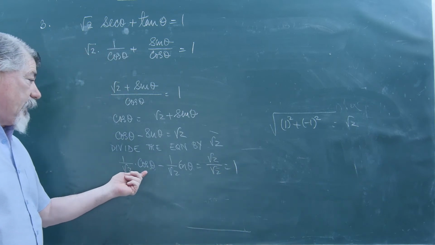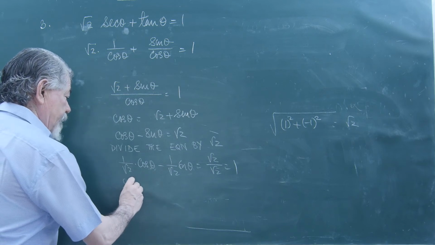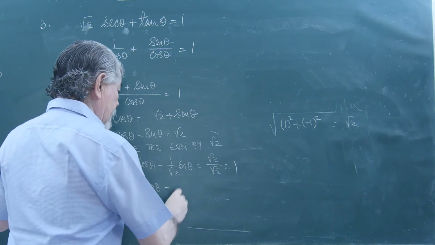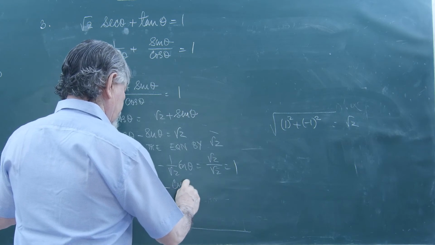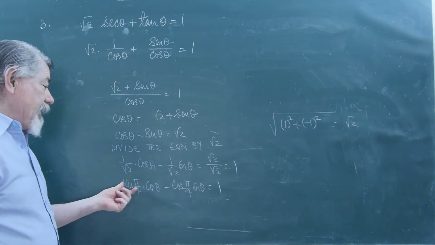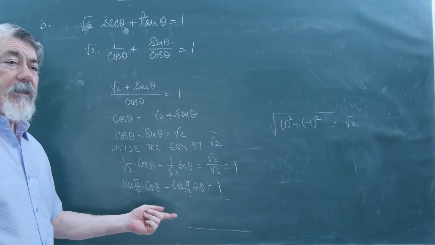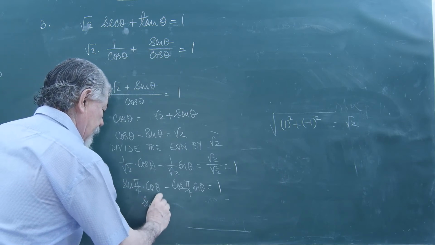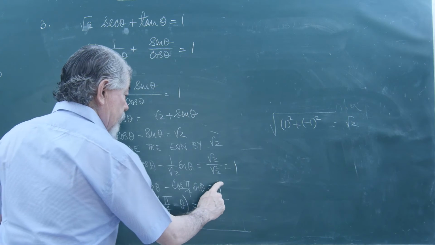Now this is cos. I will write it in terms of sin 45, sin pi by 4, cos theta minus 1 upon, this will become what? Cos 45, cos pi by 4, sin theta is equal to 1. This is sin A cos B minus cos A sin B. I can express it as sin A minus B. Sin of pi by 4 minus theta is equal to, this is what?